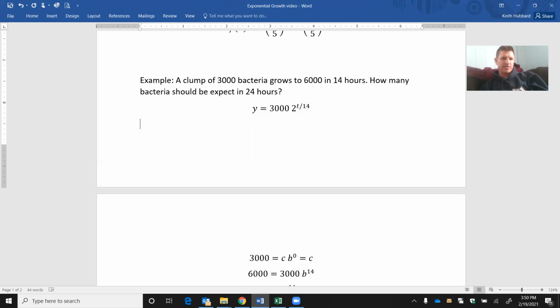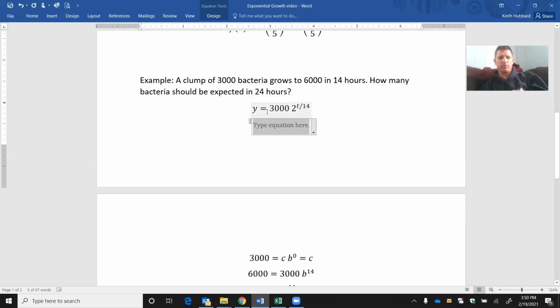That's the benefit of having 3 different models. You might say, why do we have 3 different models? Different models work better in different situations. So either way, you get that. And the question is really asking how many bacteria should be expected in 24 hours.